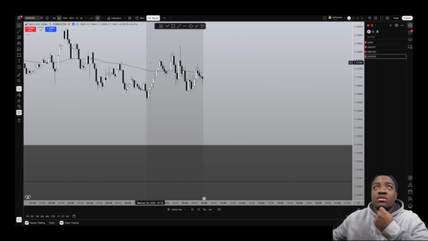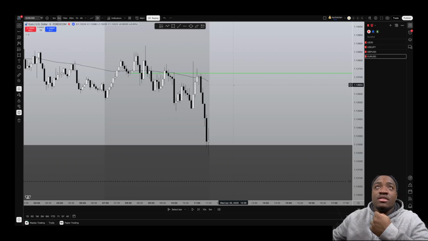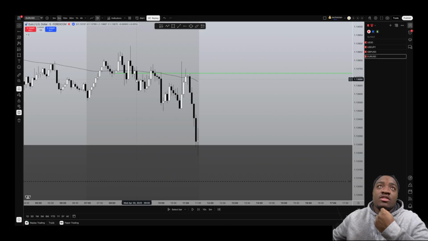On a 5 minute, what we did, we broke structure right here to the downside. Boom, broke structure right here to the downside. We grabbed the liquidity right here. This could have been an entry at 9. This would have been my entry right here at 11.10. Because this would have been my entry here at 9, but I don't know if I would 100% trusted it.